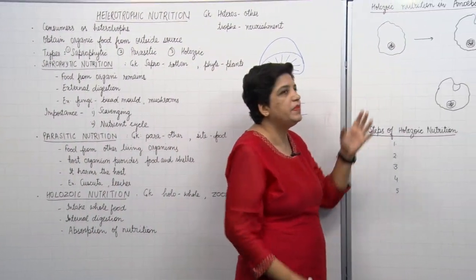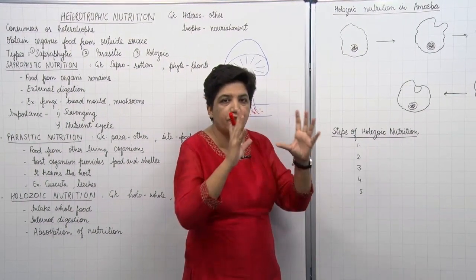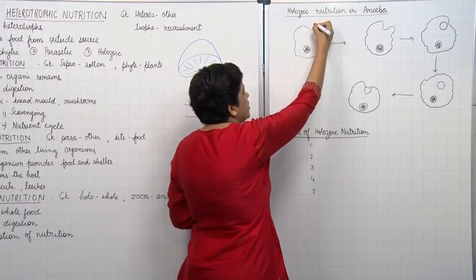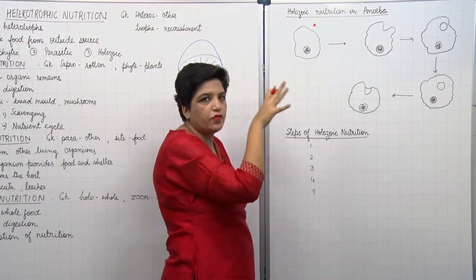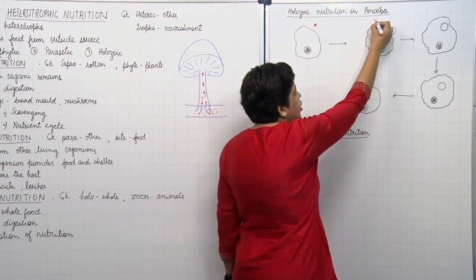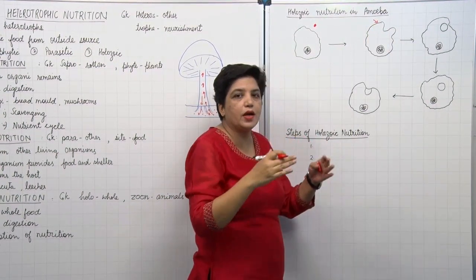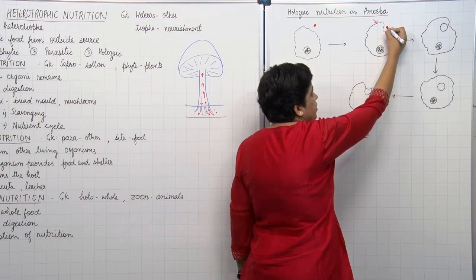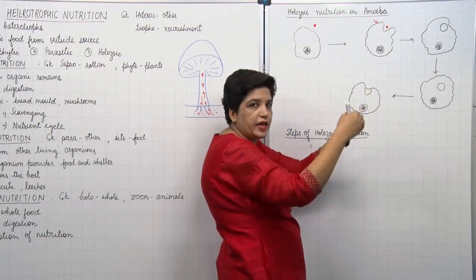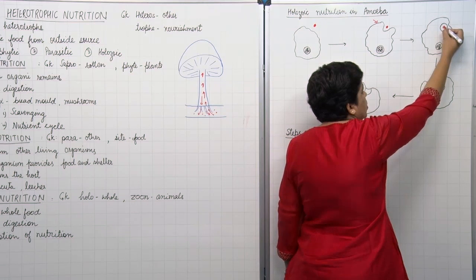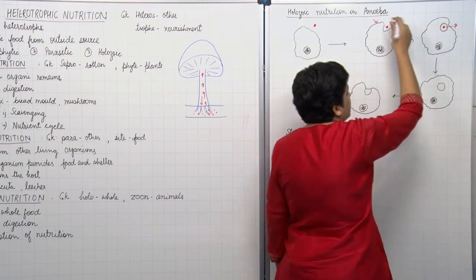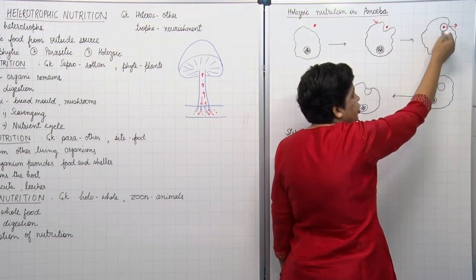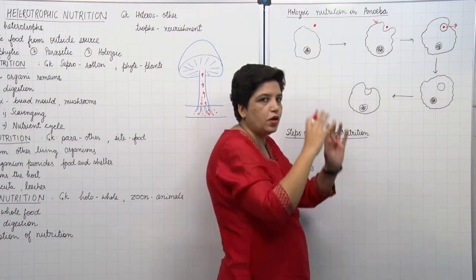Let us study about holozoic nutrition in amoeba. As you all know, amoeba does not have any fixed shape. It has a flexible cell membrane. So whenever amoeba comes in contact with a food particle, it grows projections. These projections are called pseudopodia. It grows projections around the food particle. Then this food particle is engulfed inside and a food vacuole is made. These are pseudopodia. Then these pseudopodia combine, the whole cell is closed again and food is ingested. This is called the food vacuole.